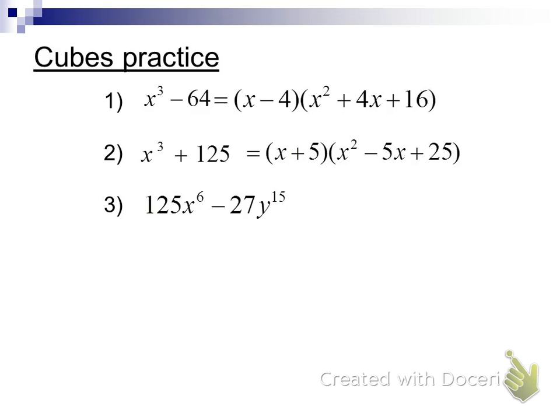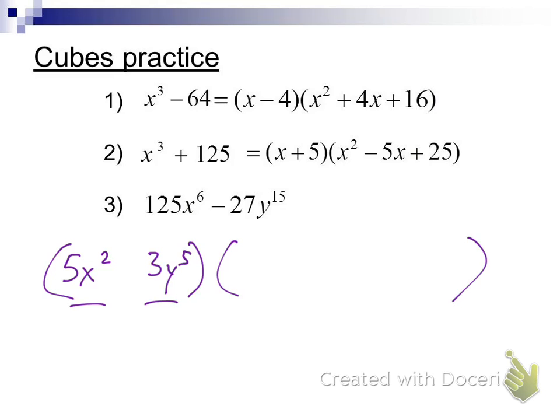Okay? So because we have cubes, this will factor as a binomial times a trinomial. What goes in the first two blanks? The cube roots, right? 5x squared and 3y to the 5th. Cube roots is dividing the exponent by 3. And you're going to go same sign. No, let's not do signs. Let's fill in the next three blanks. Let's keep our order the same. Take the cube roots, then square, multiply, square.